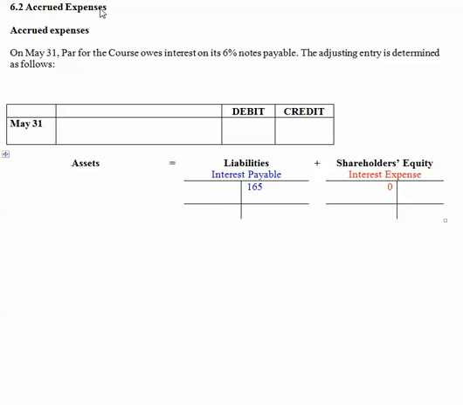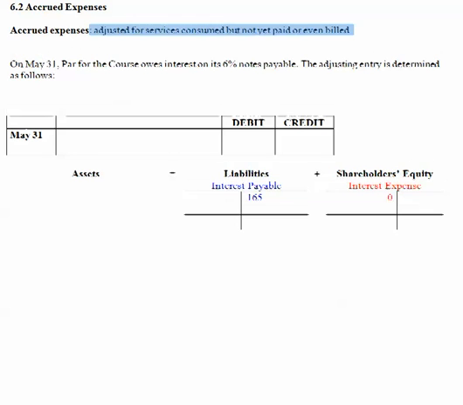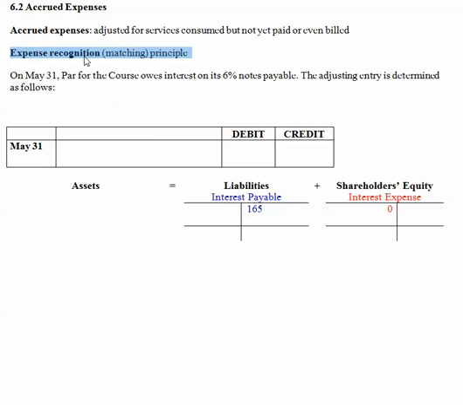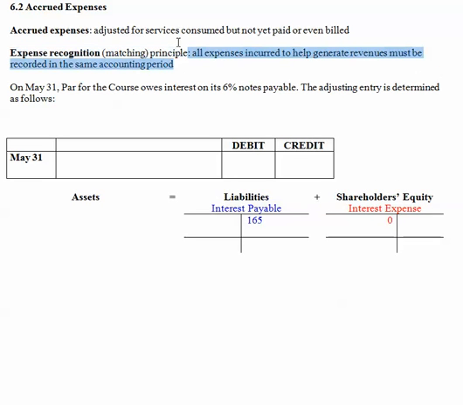Accrued expenses are another type of adjusting entry. What we're going to be recording here is the amount of expenses that have been incurred because you've consumed a service, but you haven't yet paid for those services, or maybe you haven't even received the bill. But here's the deal. The expense recognition, the matching principle, says you have to record all expenses incurred that helped you to generate revenues, even if you haven't gotten the bill yet.